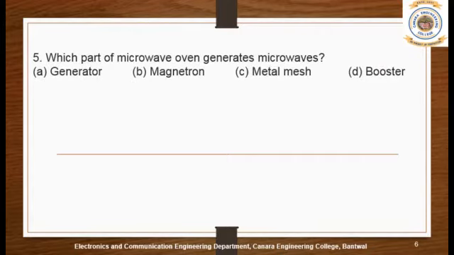Then, which part of the microwave oven generates a microwave? When we use a microwave oven, we come across a magnetron element. That is used to generate the microwaves with which the heating process in a microwave oven happens. So that is the magnetron.